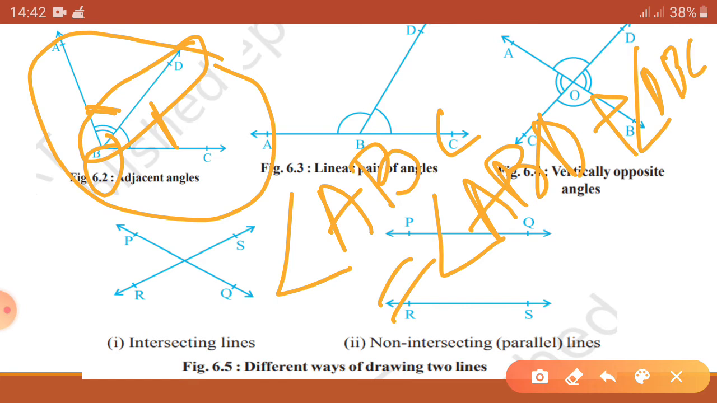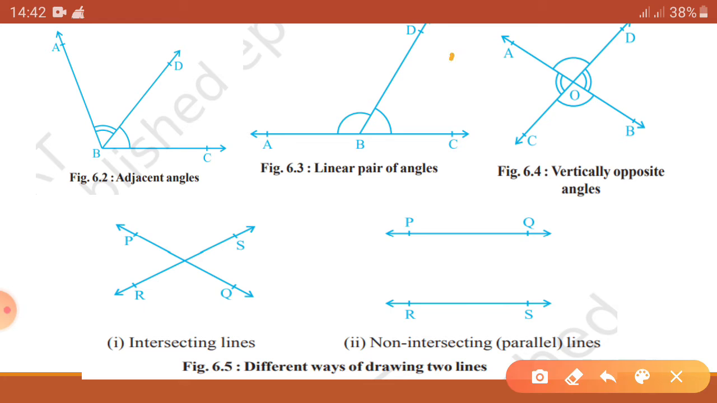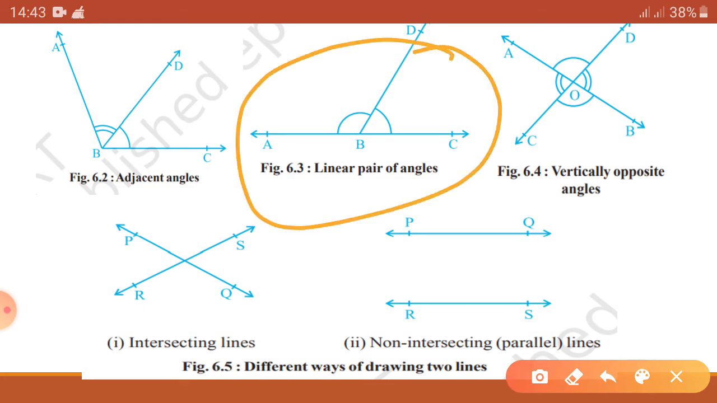So if the non-common arms BA and BC in figure 6.2 form a line, then it looks like figure 6.3, that is a linear pair of angles. So this is the linear pair of angles. Here in this figure, angle ABD and DBC are called a linear pair of angles.